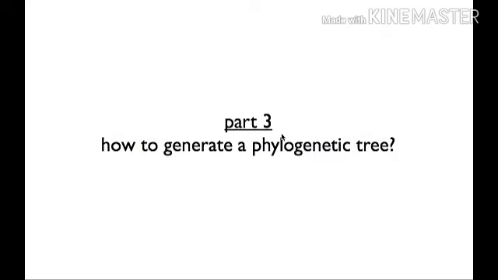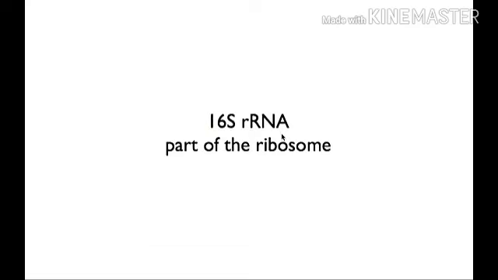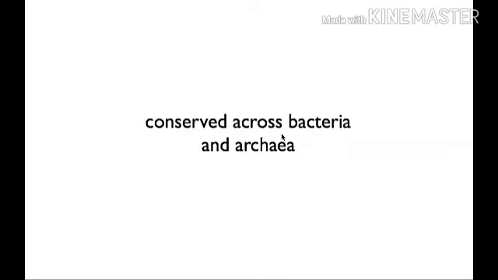How do you generate a phylogenetic tree? Well, you need molecular data. This may be the 16S ribosomal RNA unit, which is commonly used because it's highly conserved across bacteria and archaea. To build a phylogenetic tree, you need the same marker across all the same species because you're going to compare that marker. You're going to be building a phylogenetic tree in class today using your gene.